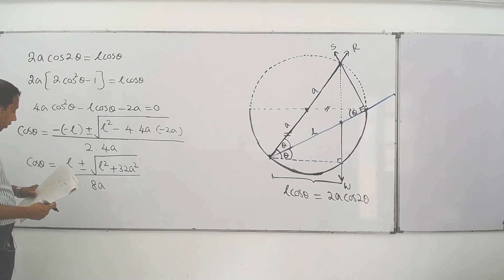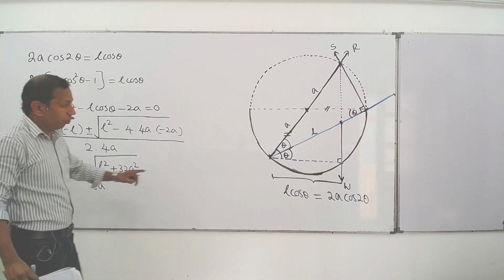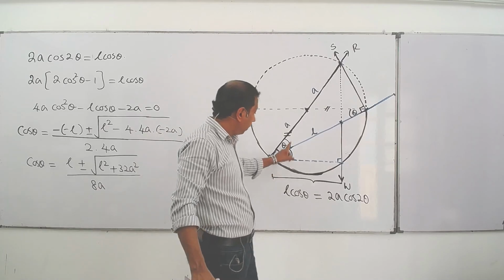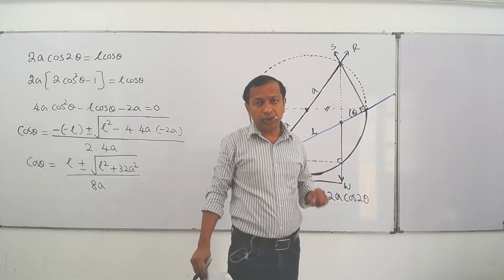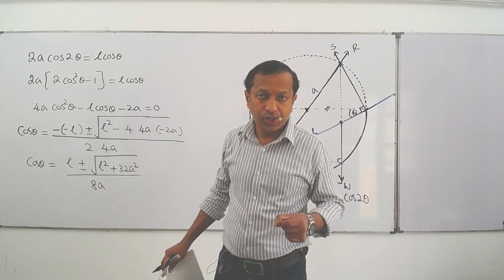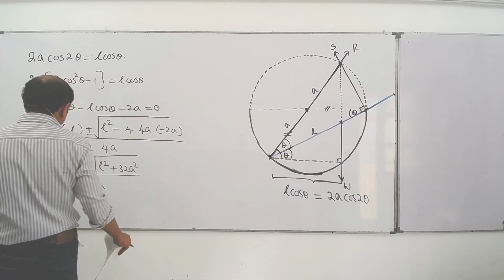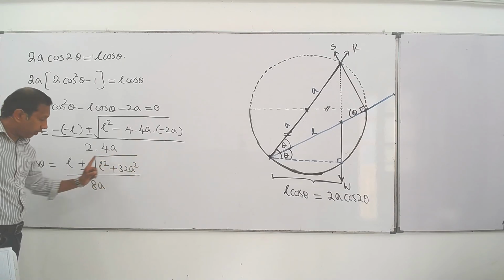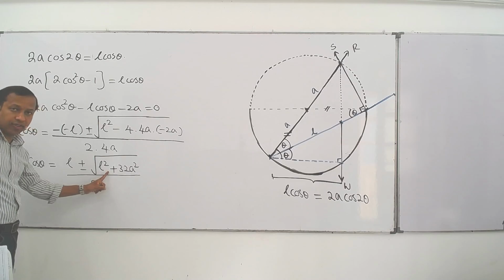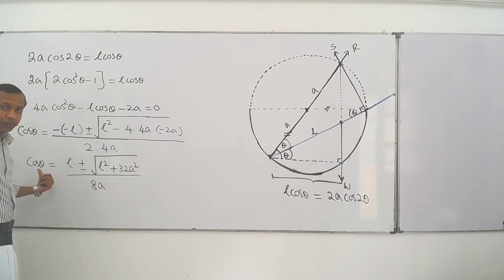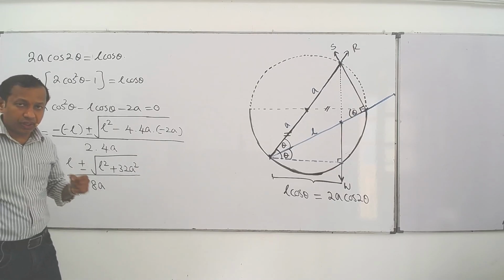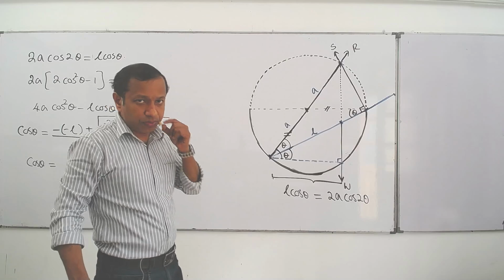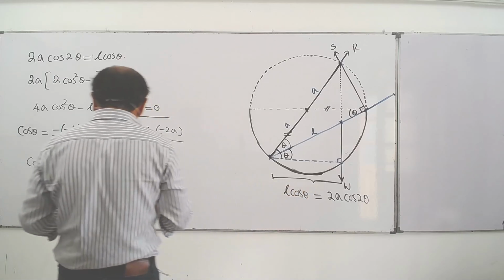Now theta is an acute angle, which is obvious. When theta is acute, cos theta should be positive. So if I select the minus sign, since the square root is greater than L, L minus something greater than L gives a negative numerator, giving cos theta negative. Cos theta can't be negative because theta is acute. For an acute angle, cos is positive. So therefore, we select the plus sign.